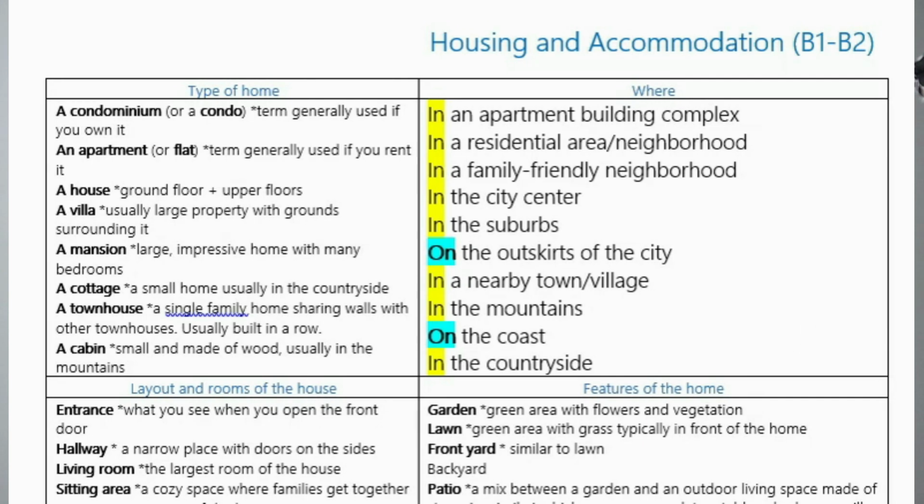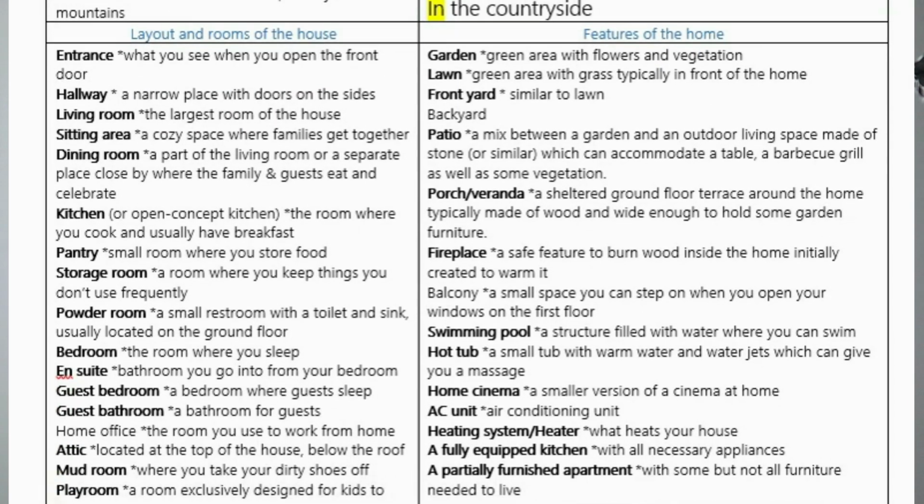And here you can see how I divide everything: the type of home, where you can find it, the layout and rooms of the house, the features of the home, with a special focus on prepositions, of course, because B1 and B2 students don't really have a full grasp on the use of prepositions. Now, this is taken from my book, and I've added other exercises as well that I thought would fit the lesson for the students.